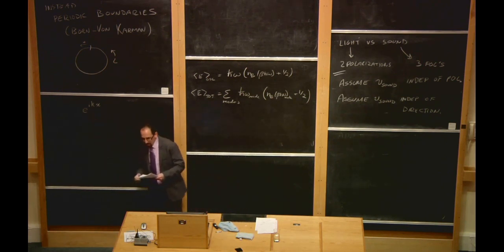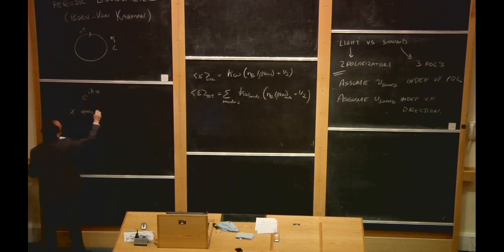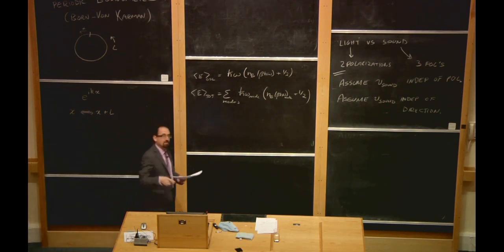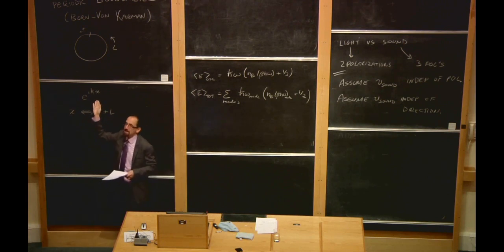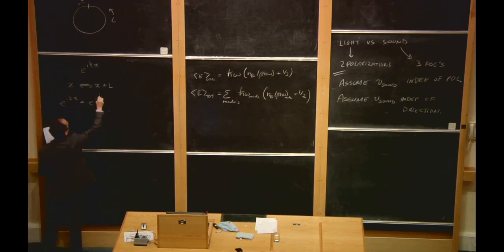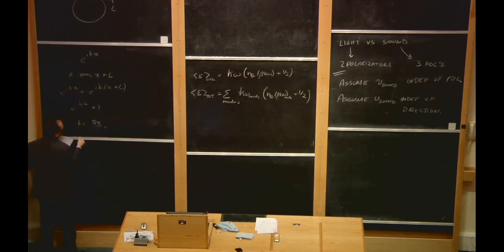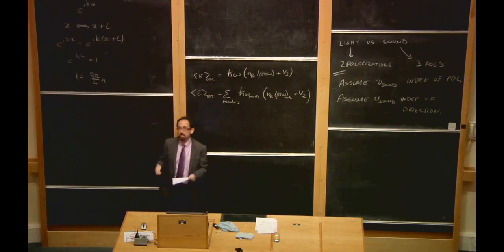Now, when we write a wave e to the ikx, we have to be a little bit careful because the coordinate x and the coordinate x plus L are actually the same coordinate. If you go a distance L around the box, you get back to exactly the same point. So this waveform must be exactly the same whether we plug in x or x plus L. So if this is going to make sense, we better have e to the ikx equal to e to the ik(x plus L). Or otherwise, e to the ikL has to equal 1, or k has to be 2 pi over L times an integer n. And that integer can be positive or negative or whatever we like. Everyone happy with that? So far, so good? Okay.